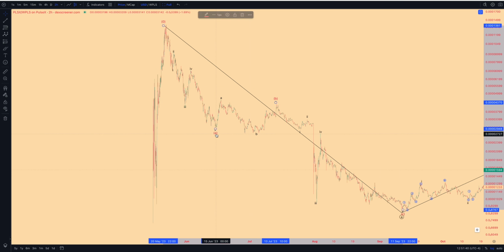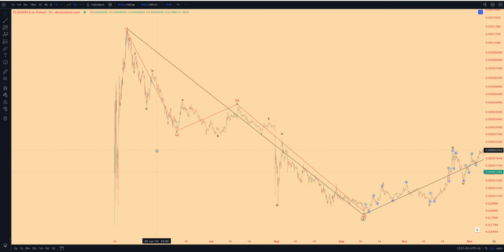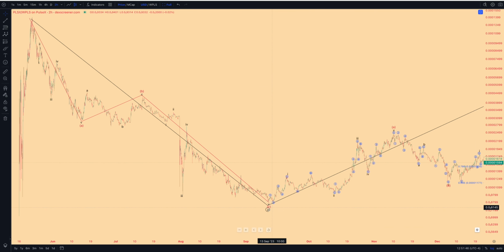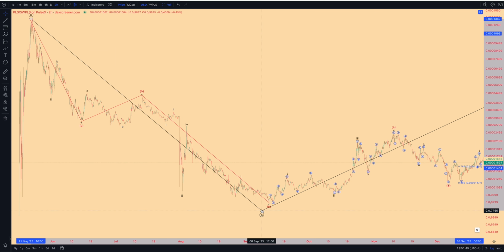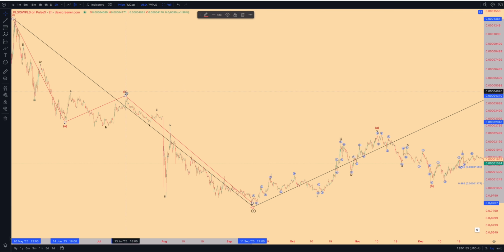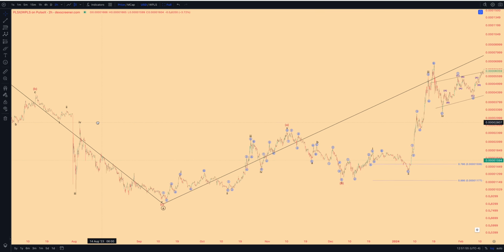We have a 5-wave move down within your A wave. Okay, you have a 3-wave move up within your B, and then another 5 down for your C. Now this over here would create your macro A wave to the downside. And then we're going to have another 3-wave move up.